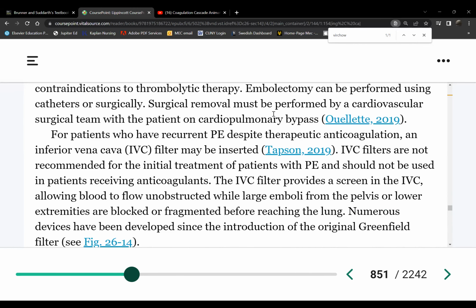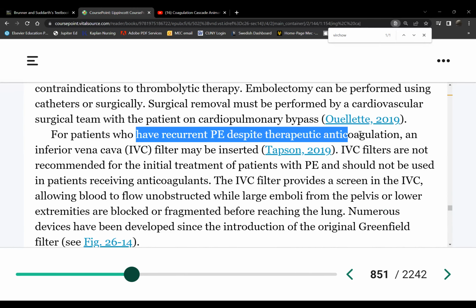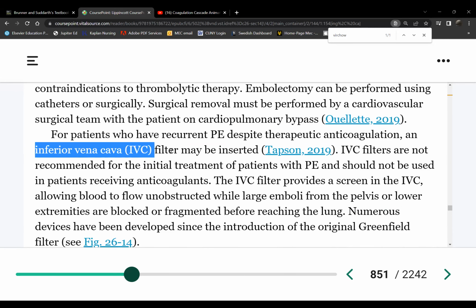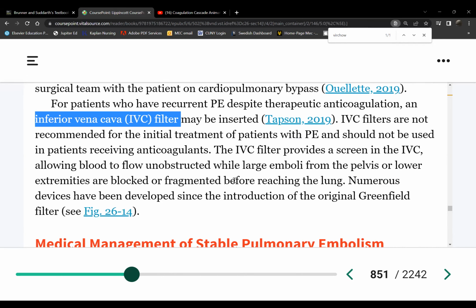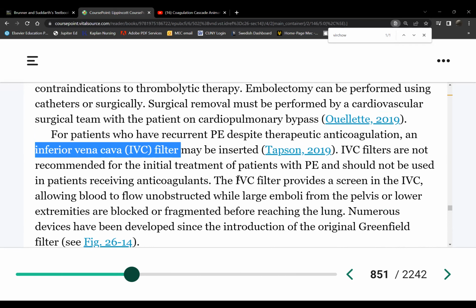For those who have recurrent PE despite therapeutic anticoagulation, the patient is a candidate for a filter. They'll put in an IVC filter. It's not 100% guaranteed though. It has a 2% failure rate, because what if the clot forms above the heart? Because in the inferior vena cava, this will only catch blood clots coming from where? From the GI tract and the lower parts of the body, right? Because it's in the inferior vena cava.